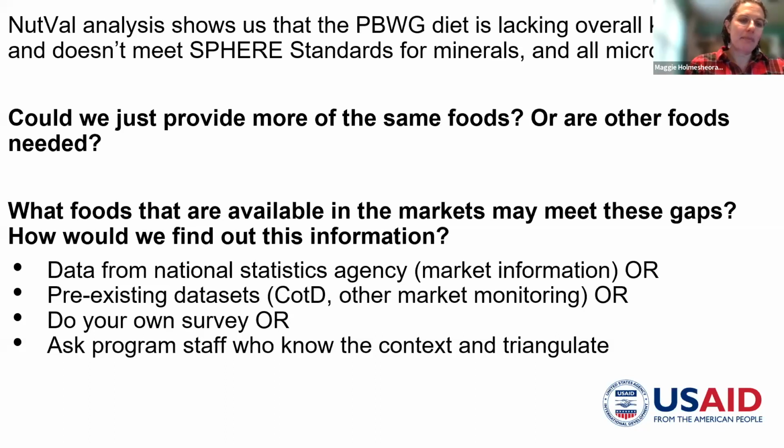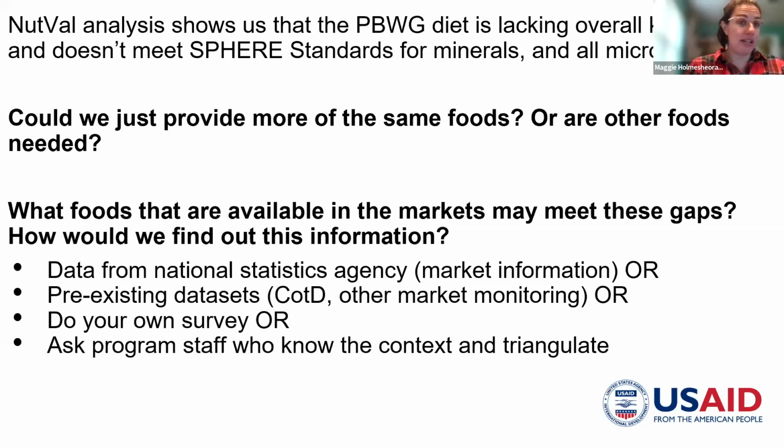So in order to find out market information, there's lots of different ways you could go. Some countries have a national statistical organization that regularly collects market data. They may have some information on some of these foods. You can use a pre-existing data set.